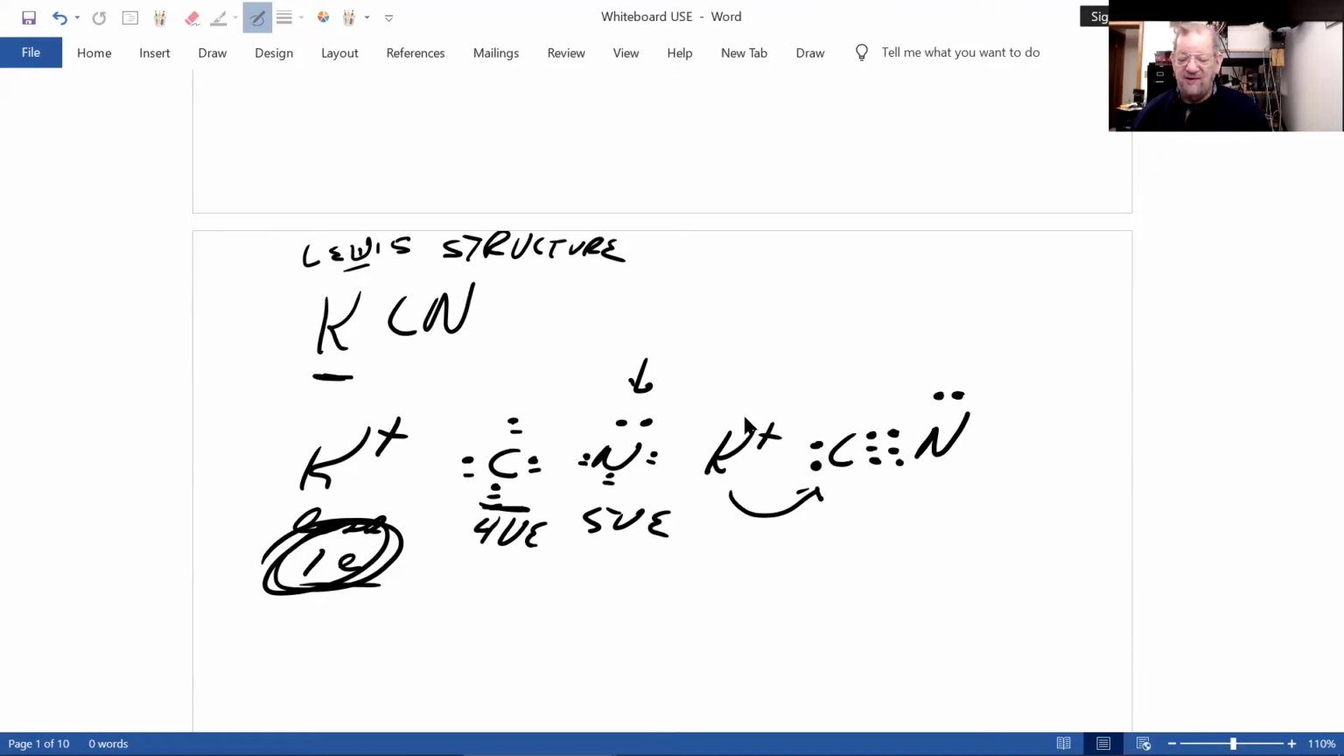Now, carbon and nitrogen, called the cyanide anion, has an extra electron, so it has a negative charge. And potassium cyanide, you have an ionic bond between the potassium and the cyanide. And I'm going to give you 2.8 seconds. What kind of bond is between carbon and nitrogen?